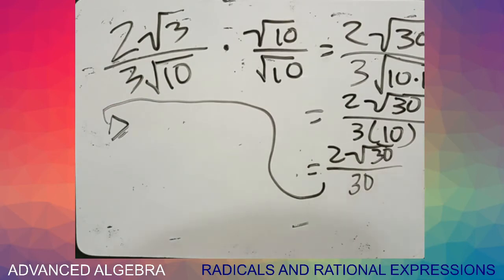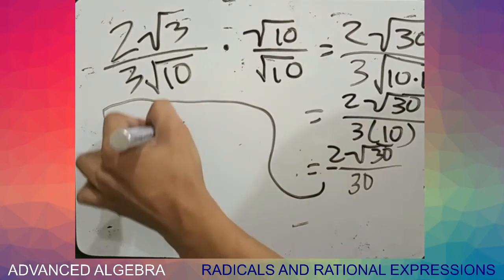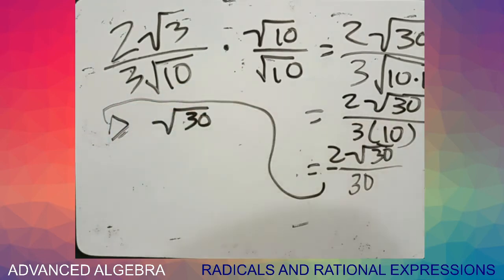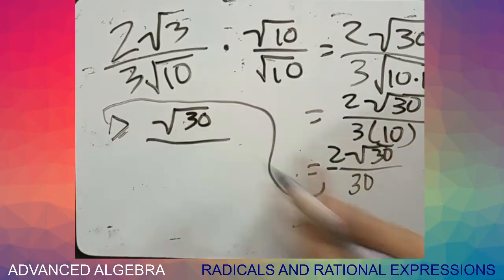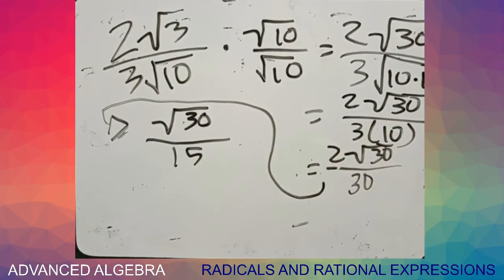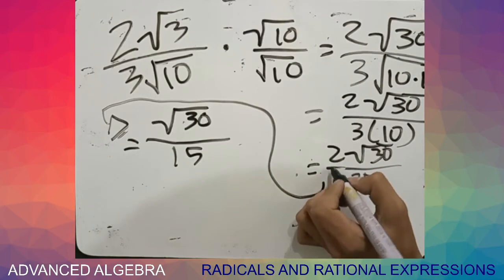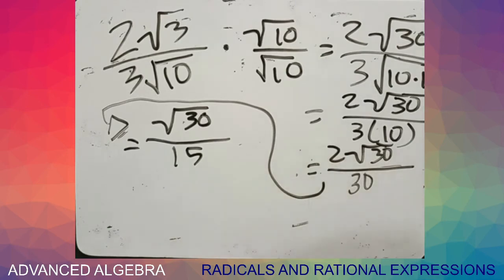Pwede natin siya i-simplify, di ba? Okay, divisible si 2 at saka 30 ni 2. So, 2 divided by 2, ang sagot ay 1. So, hindi na isusulat natin. Isusulat pa ba natin si 1? Sa unahan. So, kahit hindi na. So, lalagay tayo ditong 1 over 30 divided by 2, ang sagot ay 15. Okay, yan na yung sagot. So, yan yung sa single term. Ang sagot ay the square root of 30 over 15.